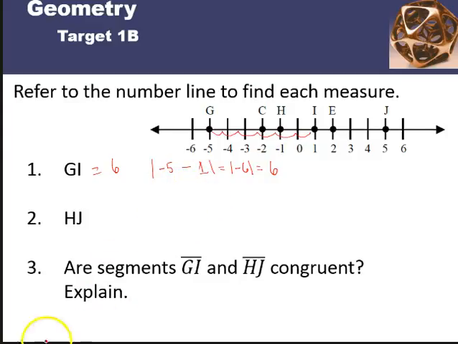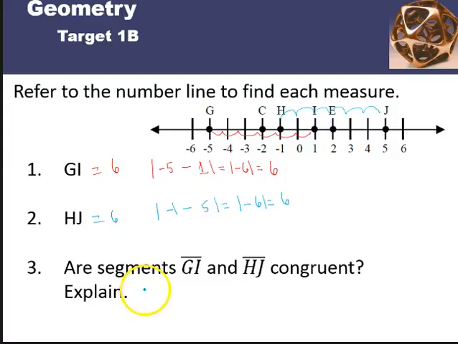And for HJ, let me get a different color. We're going to go 1, 2, 3, 4, 5, 6. And again, that's also 6. And if I use the formula, the coordinate for H was -1, always a minus, and the coordinate for J was 5. -1 minus 5 is -6, and the absolute value of that is 6. So I get 6.